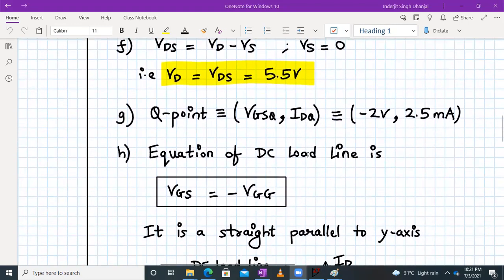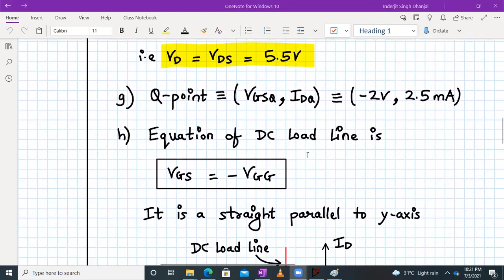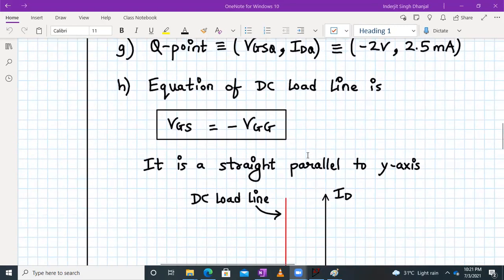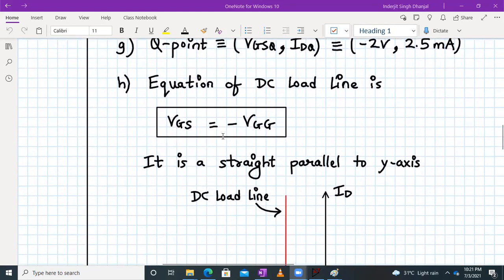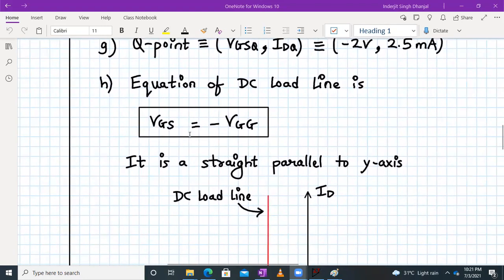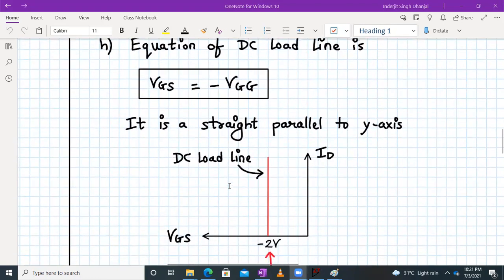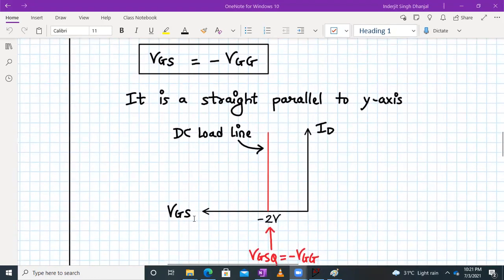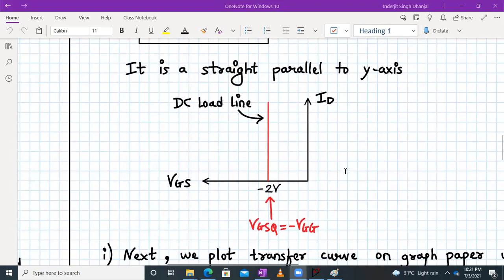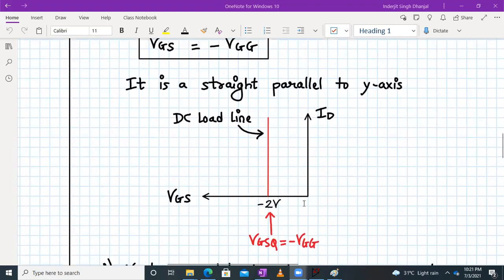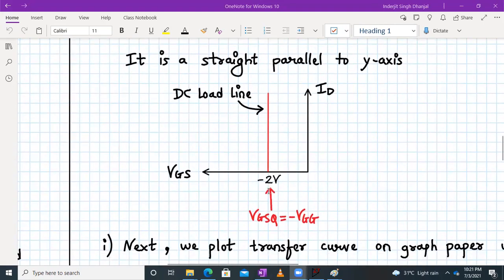Now we have to locate the Q point. So we require the equation of the DC load line. The equation of the DC load line is VGS equal to, in our case, minus VGG. So how do we plot this line? This is my axis, ID versus VGS. VGS equal to minus VGG will be a straight line parallel to the y-axis having a coordinate of minus 2, 0. So this is how the DC load line looks like.